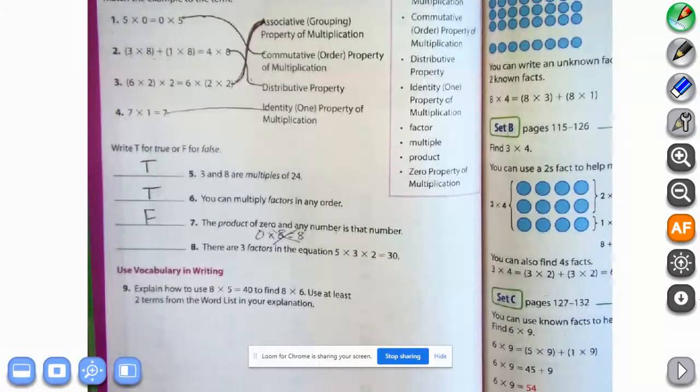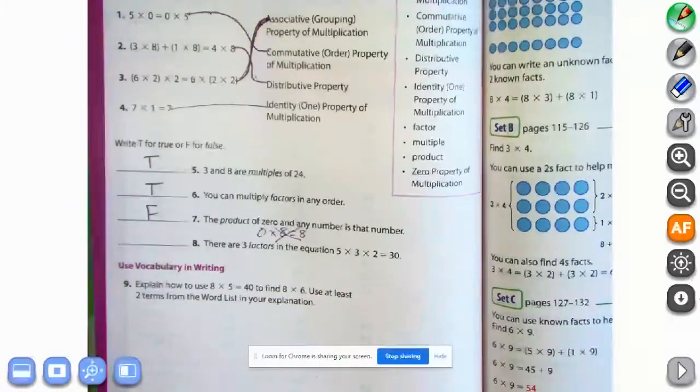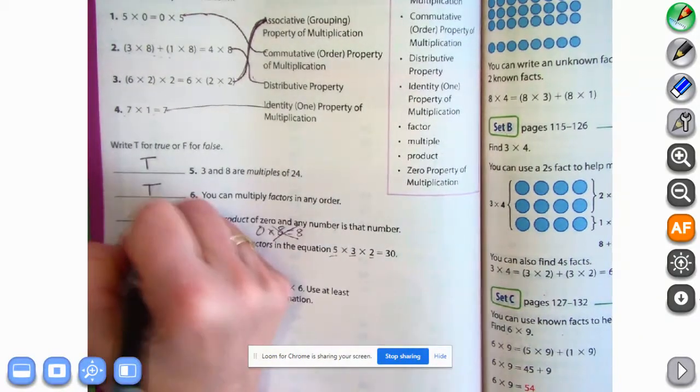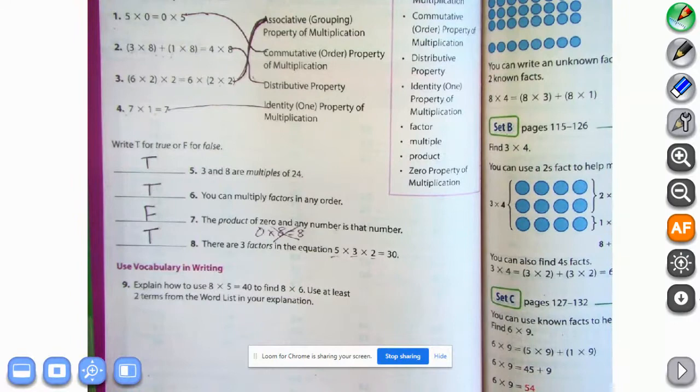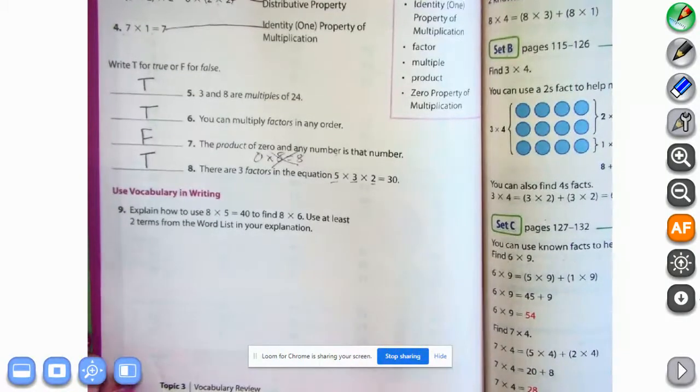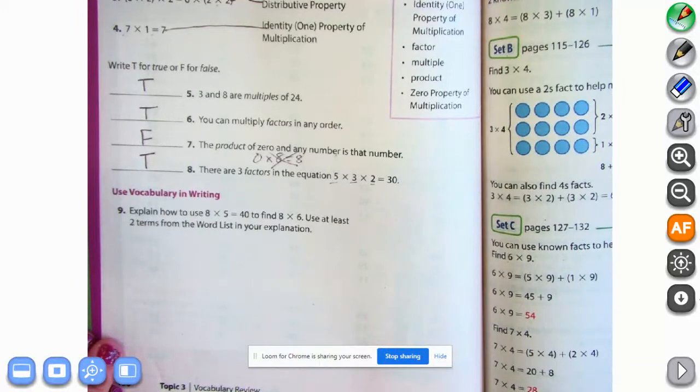All right. Number 8, there are 3 factors in the equation. 5 times 3 times 2 equals 30. There are 3 factors. 1, 2, 3. True. All right. We're going to go to number 9.